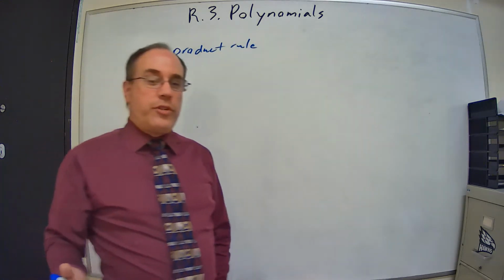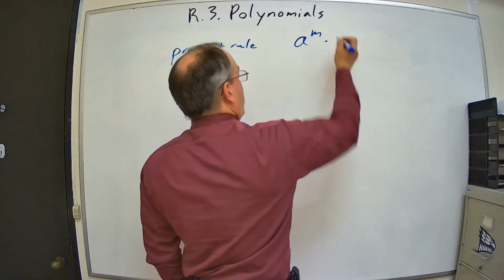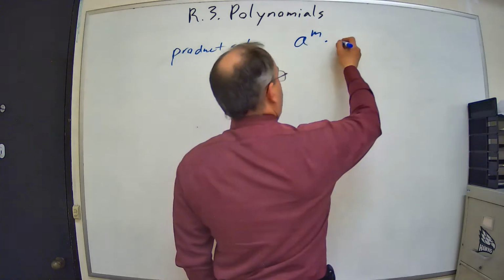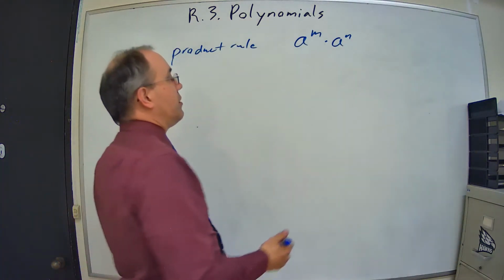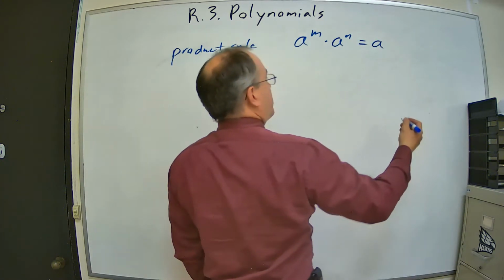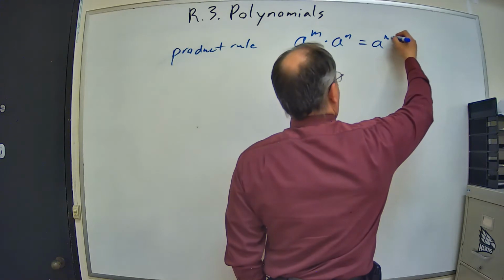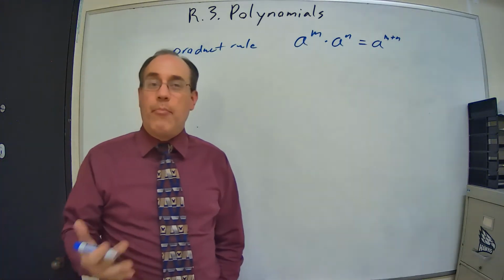and the product rule just says if you have a base raised to a power and you multiply it by the same base raised to a different power, or it could even be the same power, that the result will be that base to the sum of those powers, m plus n. So a to the m times a to the n is equal to a to the m plus n.